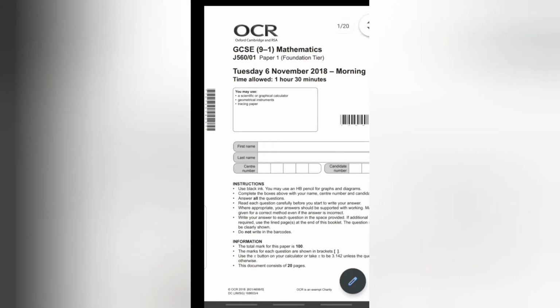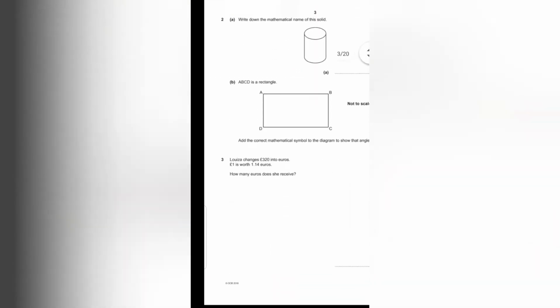Okay, so the past paper I will be covering is an OCR paper, GCSE Mathematics. This paper was published on Tuesday the 6th of November 2018 in the morning. This is a calculator paper, hence you are allowed your scientific or graphical calculator, geometrical instruments and tracing paper. So the question I will be answering from this past paper is question 4, so question 4A and question 4B.